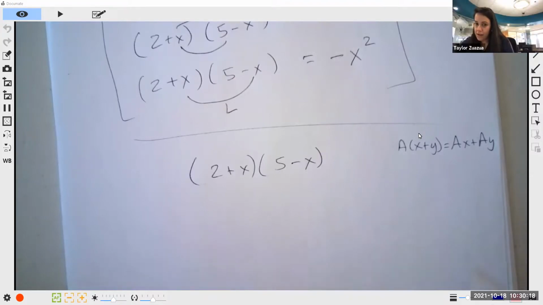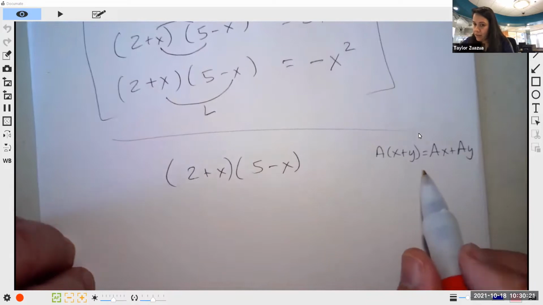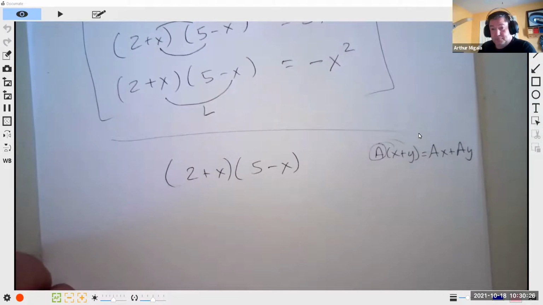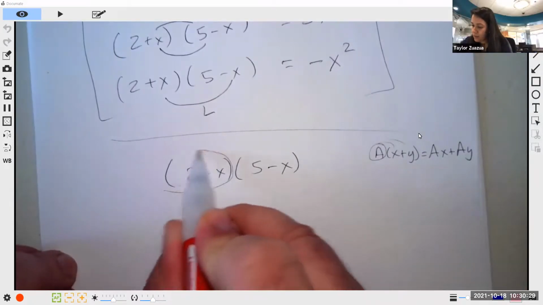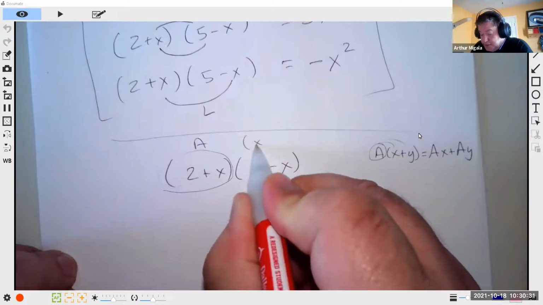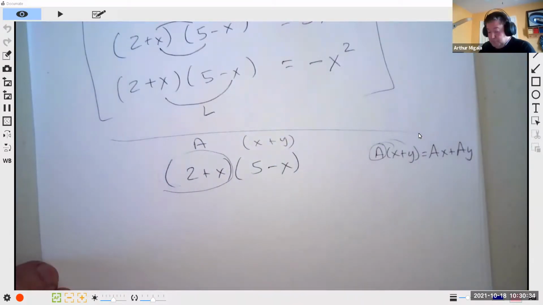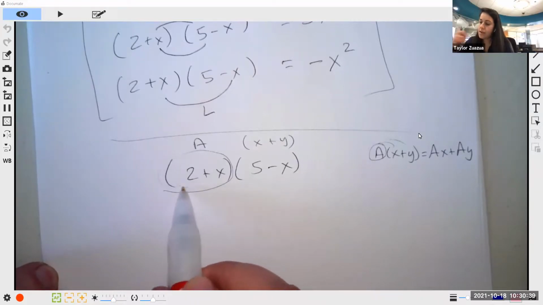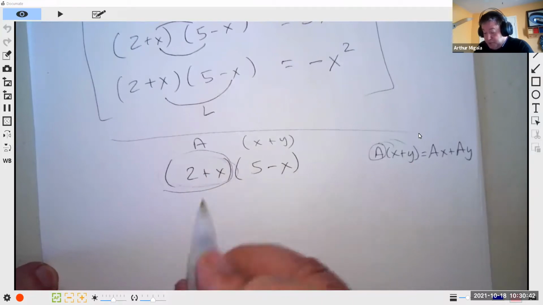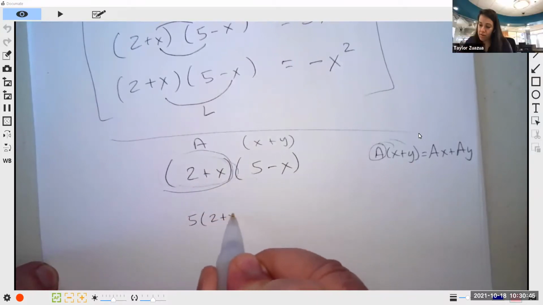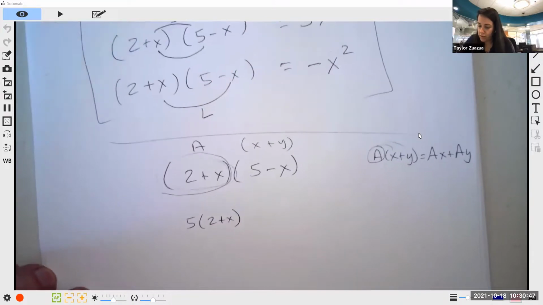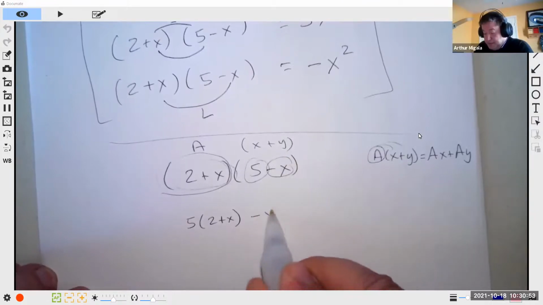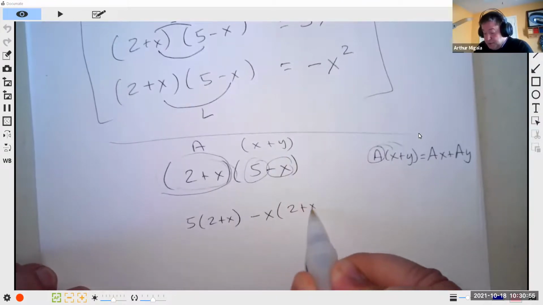Okay, so X plus Y. Whatever's in front, you multiply it to everything inside there, so to the X and the Y. So this is the A, this is the X plus Y. Whatever this first is, I multiply it to 5 plus X. Then I have the minus X times 2 plus X.